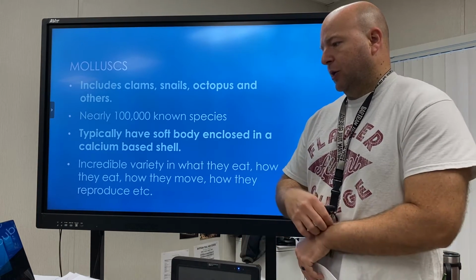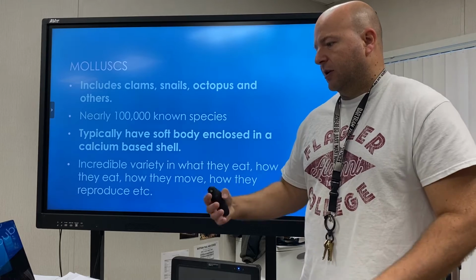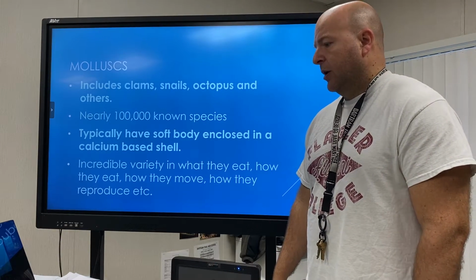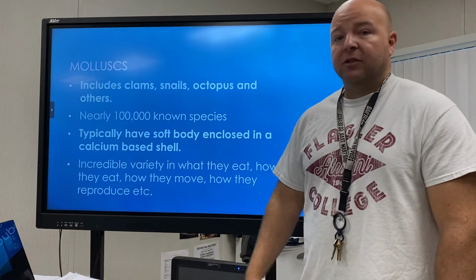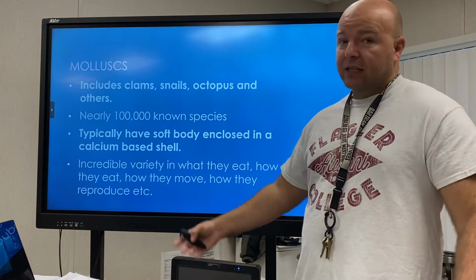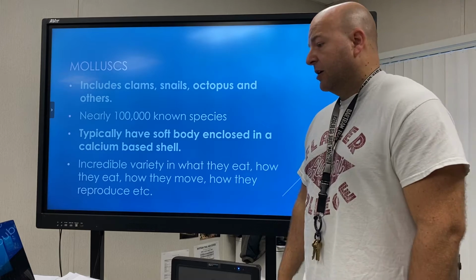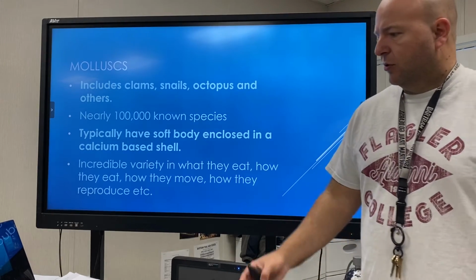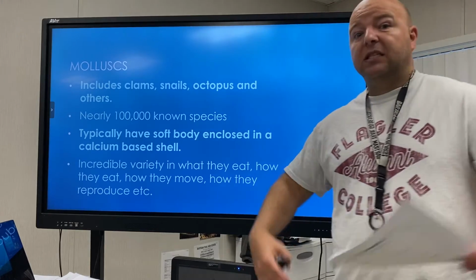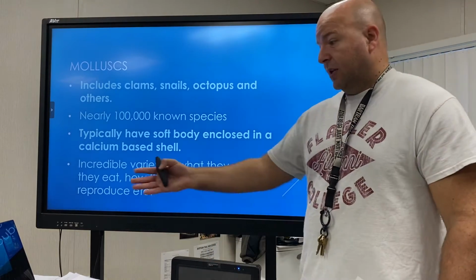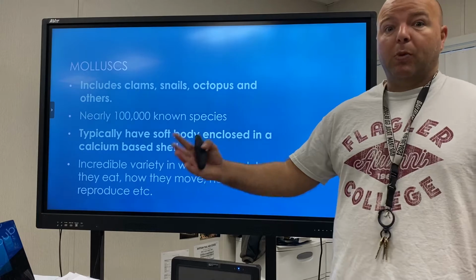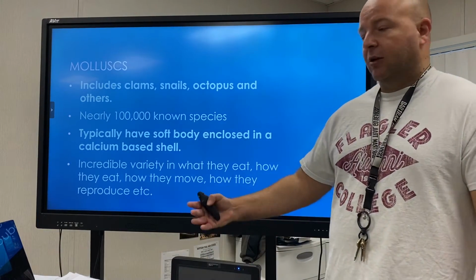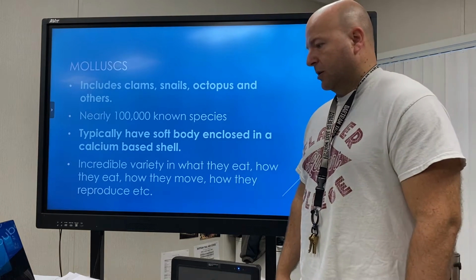Mollusks include clams, snails, octopus, a number of other things that fall into that category as well. Nearly 100,000 known species. There's lots and lots of different varieties here of mollusks. They typically have a soft body that is enclosed in a calcium-based shell. We say typically. You can probably see on that list one of our more popular marine animals is a mollusk, but does not have that shell. Talking about the octopus.